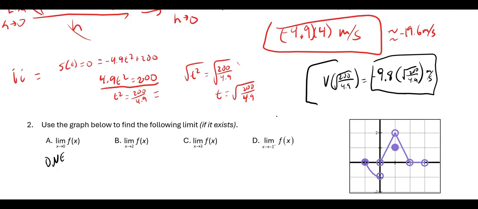The limit as x goes to 2. All right, see the purple? I don't know if y'all were able to see that on your thing, now I think about it. The limit from the left is 0. The limit from the right is also 0. So this would be 0. As I go to 3, I only have a one-sided limit, so this one does not exist. And this one, as I go to -1, it's only a one-sided limit.